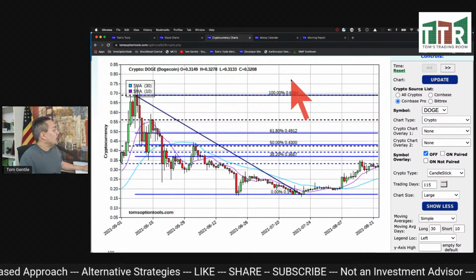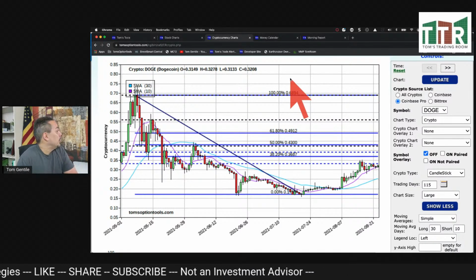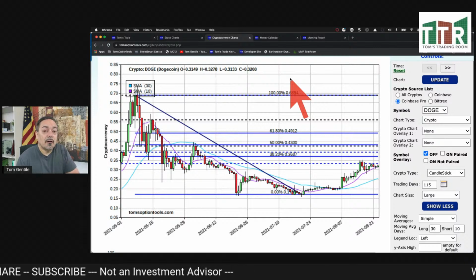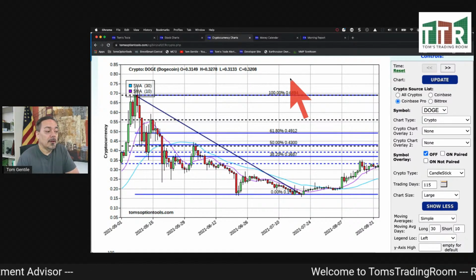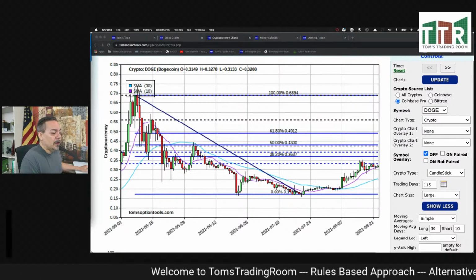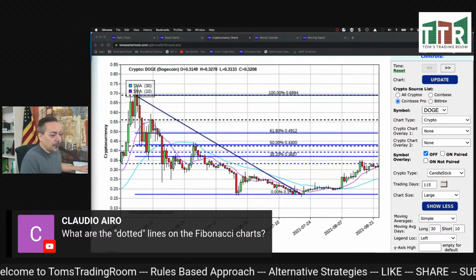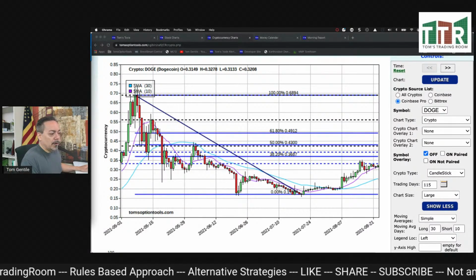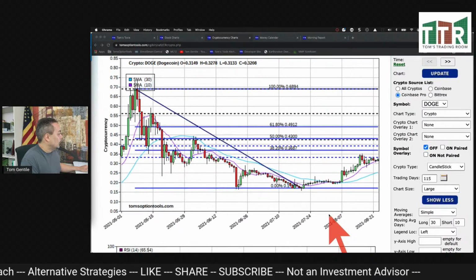So that's cryptocurrency. Now let's get into some actual trading patterns as I round out our time together. I want to share with you some trading patterns that we see. Claudio, you got a question here real quick, let's go ahead and answer that. What are these dotted lines that you're seeing on these Fibonacci charts? We call them prop lines. It's some stuff that's proprietary to our tools.